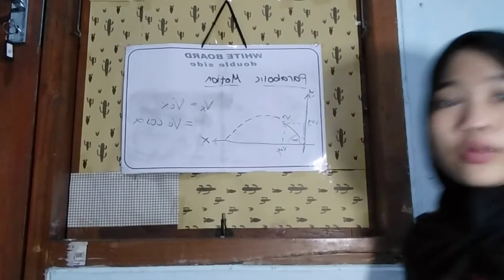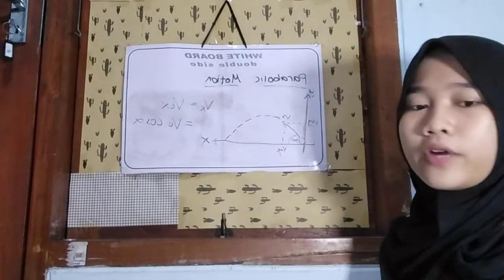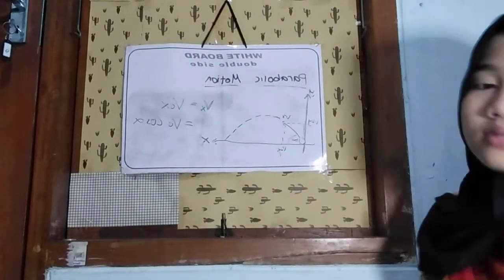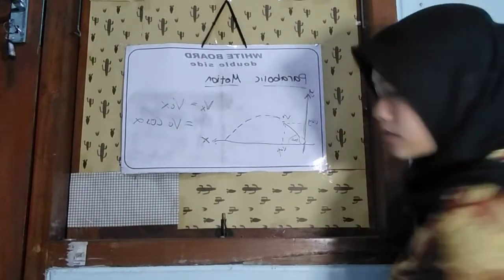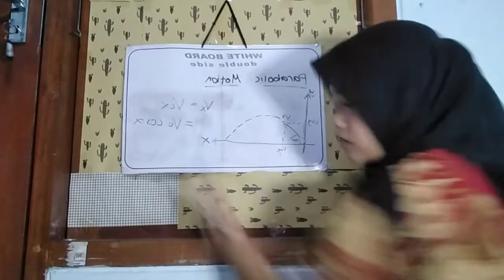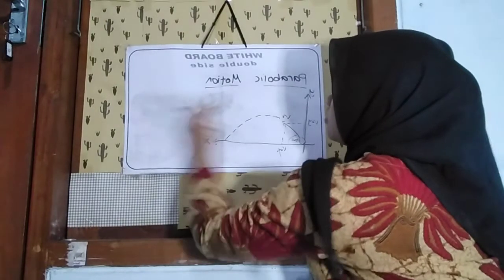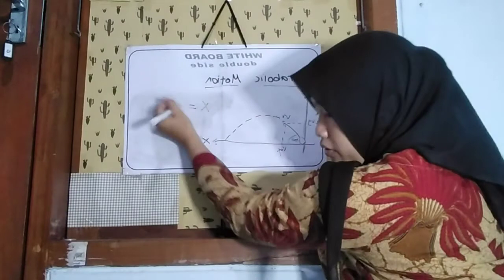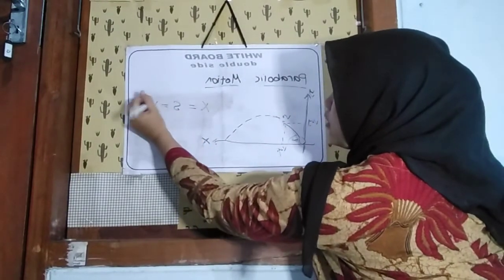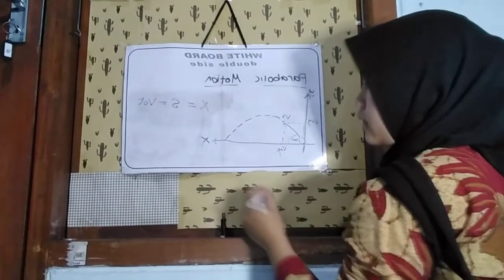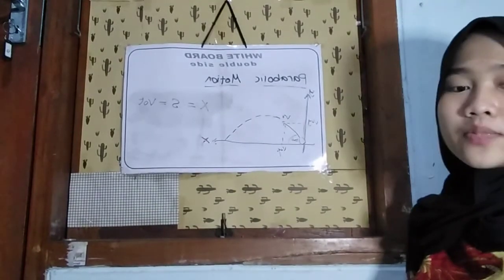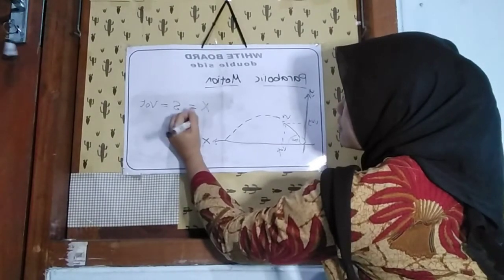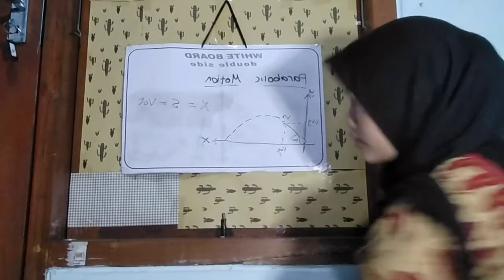Here I will write the speed of the point at any place. We know x equals S equals Vx times t, and then to find the speed at any point, we can write this.